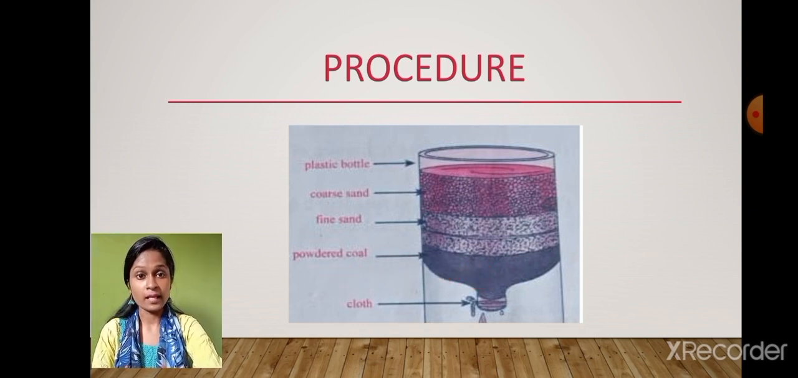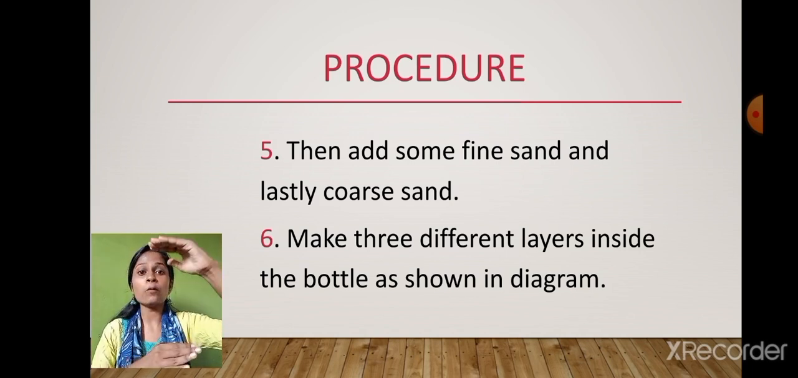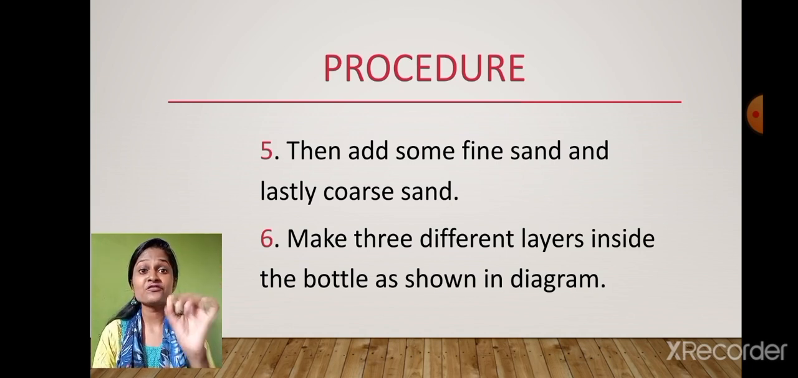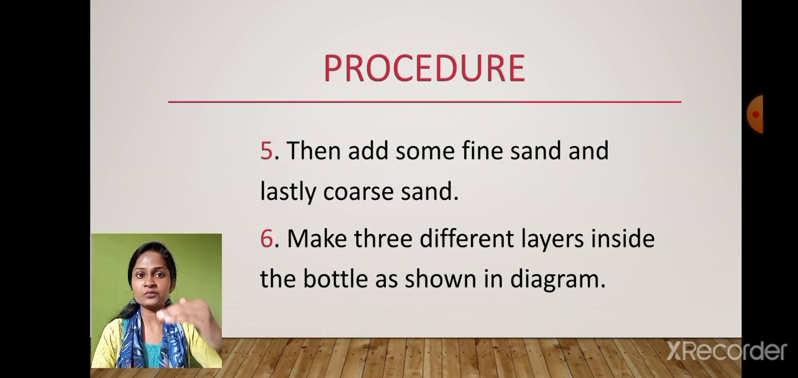Now, once you add the powdered coal, step number 5 is to add some fine sand and lastly coarse sand. First you add coal, and above the coal surface you add fine sand, the soil particles which have a smaller size. On top of that you add coarse sand, the soil particles which are slightly bigger in size. So you have to add that material one by one.